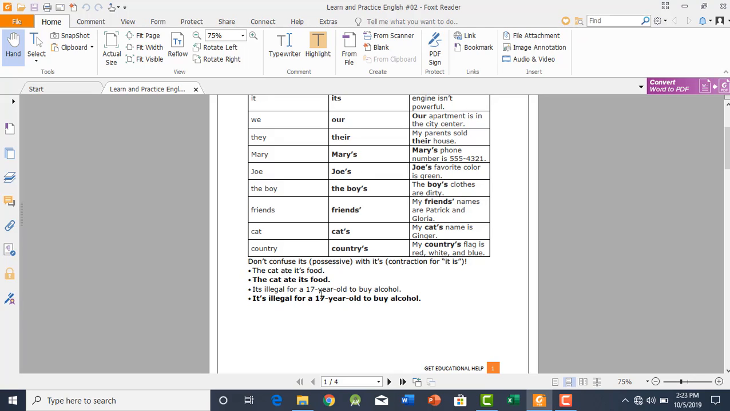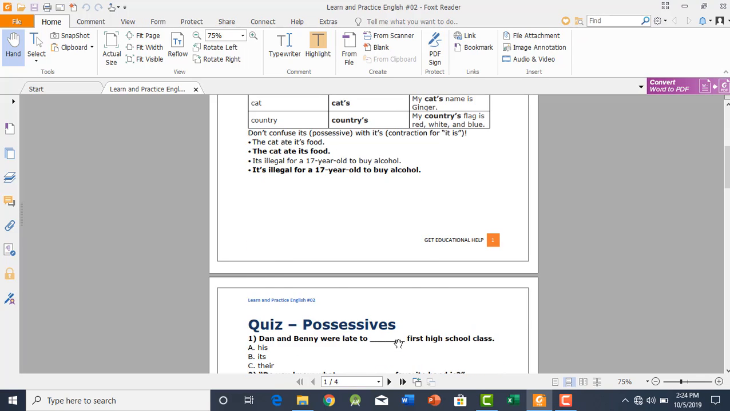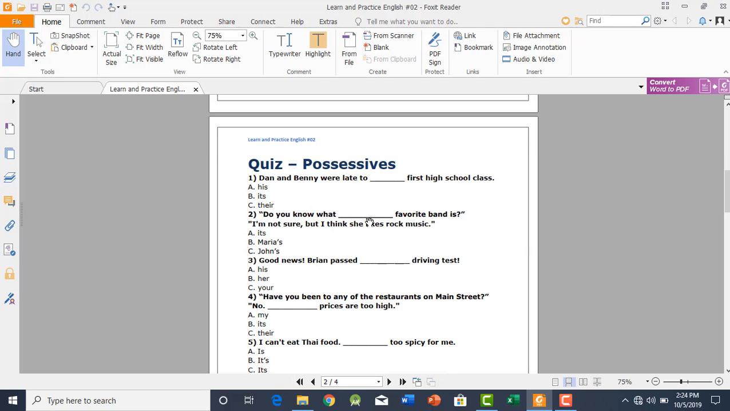Its legal for a 17-year-old to buy alcohol. So this is a wrong structure. It should be replaced by it's, which is basically the contraction of it is. So I hope you understand the difference between its and it's, which is basically the contraction of it is. Now, after discussing these possessive words, it's a good practice to do some kind of quiz, because these kinds of tests enable you to express what you have learned through these lessons. So let's talk about this quiz as well.